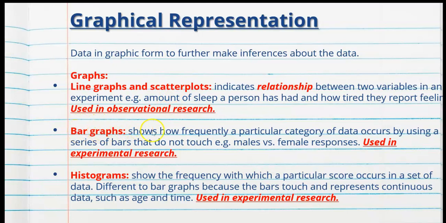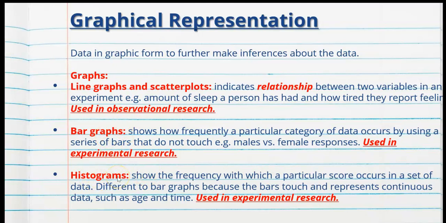Now, bar or column graphs show how frequently a particular category of data occurs by using a series of bars that do not touch. So for example, male versus female responses. So whenever we use an experimental research design, we always use bar graphs or column graphs, always.